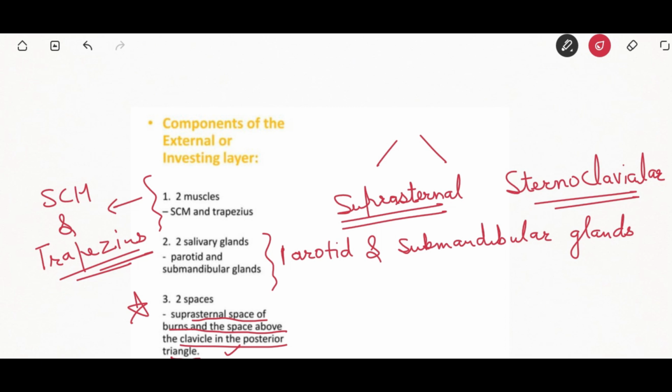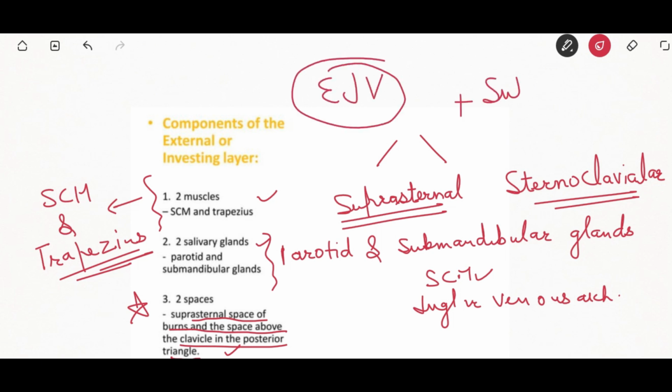Division of the external jugular vein in the supraclavicular space may cause air embolism and consequent death, because the cut ends of the veins are prevented from retraction and closure by the fascia.